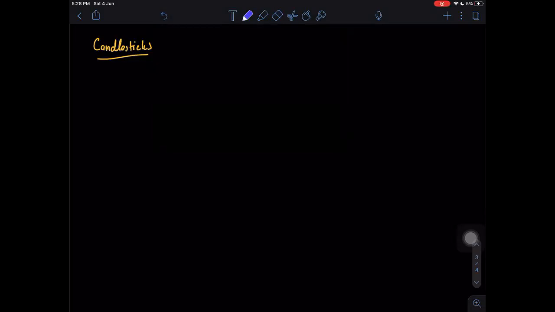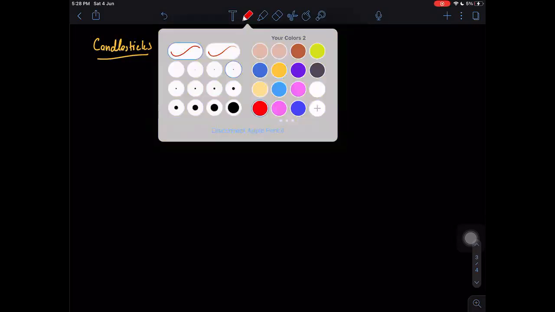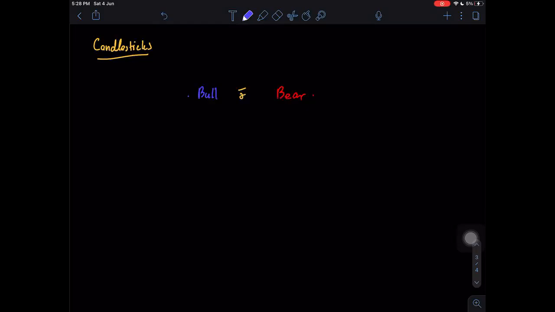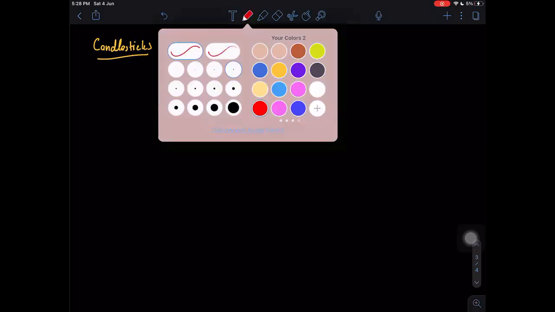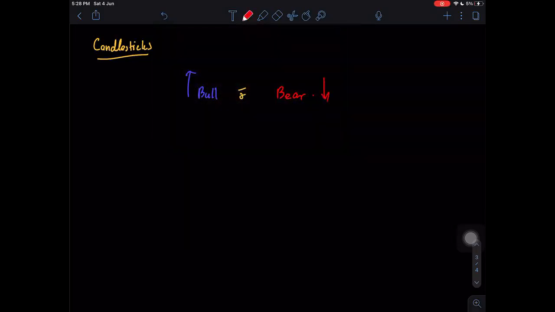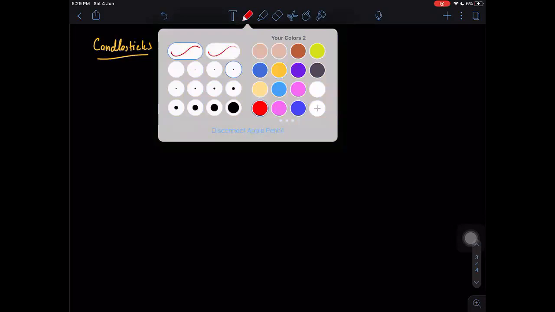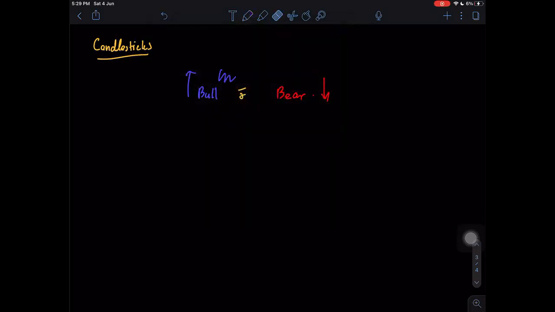Okay. And then, of course, the very simple definitions of bull and bear. Bull means up, bear means down. That's very simple. Okay. So, wow, it's purple. Why is it purple? It's supposed to be blue. Is it purple? Never mind. Purple is nice. I love purple.